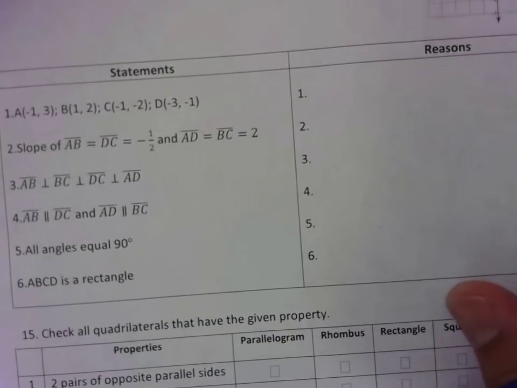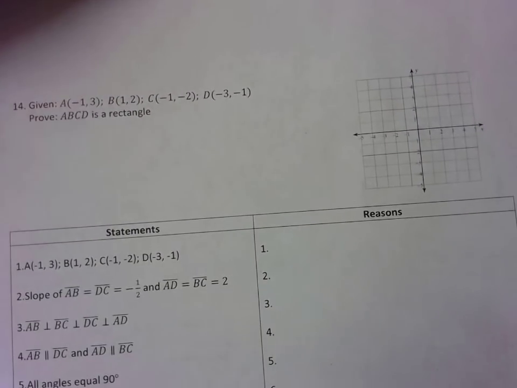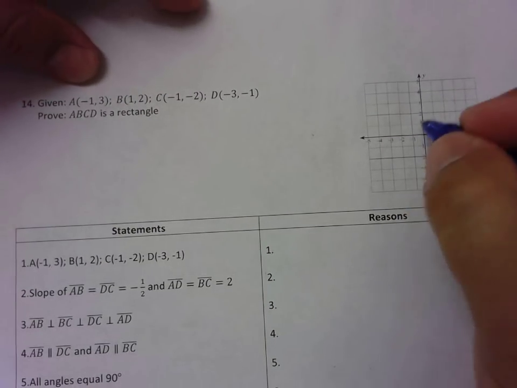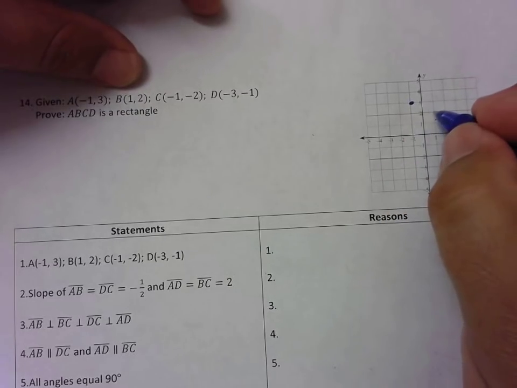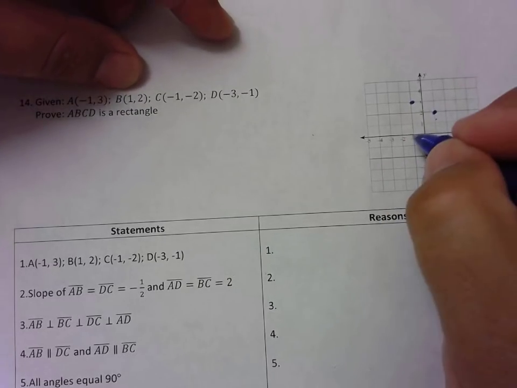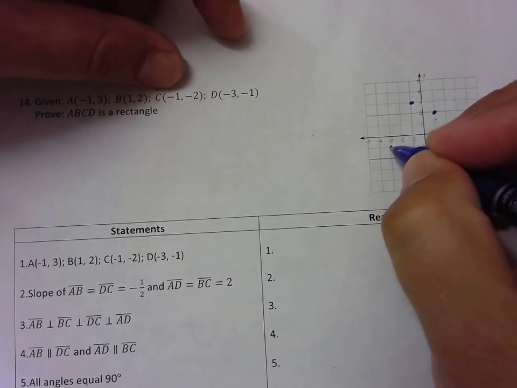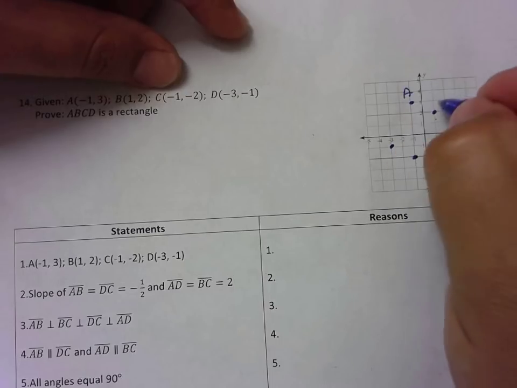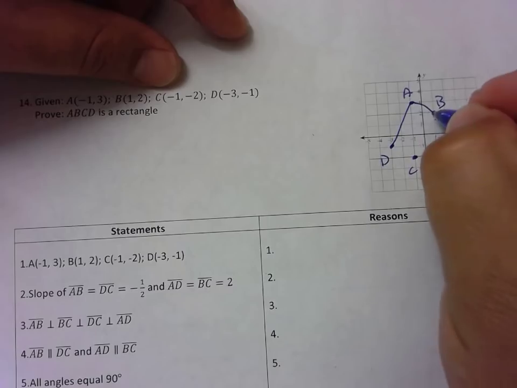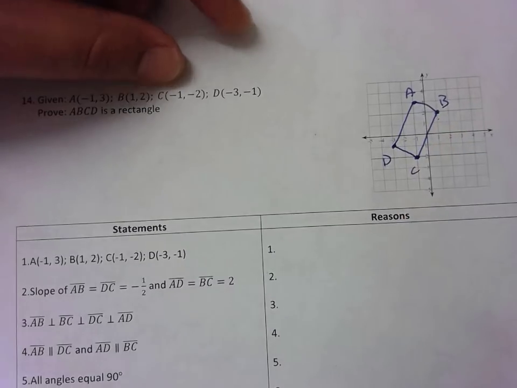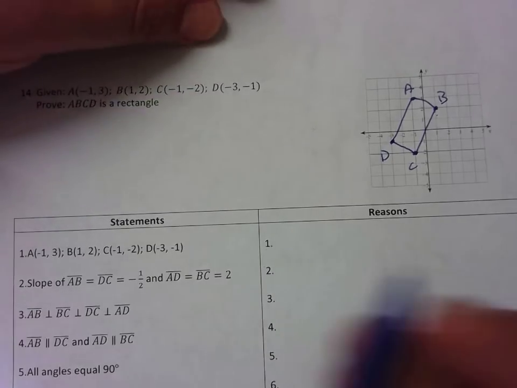You have coordinates. You're trying to prove that it's a rectangle. Let's go ahead and draw it. So you have -1, 3, 1, 2, -1, -2, -3, -1. And that's A, B, C, D. To prove that it's a rectangle, you have to have 4 right angles. Opposite sides are congruent, parallelogram, all that good stuff.